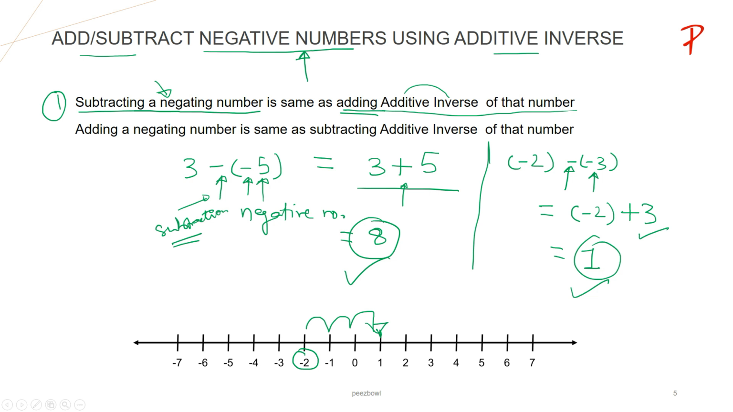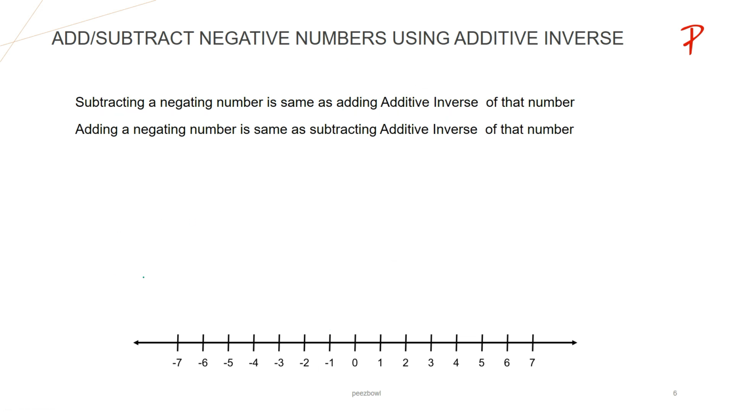Let's go to other slide, and here I will talk about rule number 2. So this we have already seen. This is rule number 2, right? So adding a negative number, I highlight this, adding a negative number. Here we are talking only about negative numbers. So whenever we need to add a negative number, this is going to be same as subtracting additive inverse of that number. What does that mean?